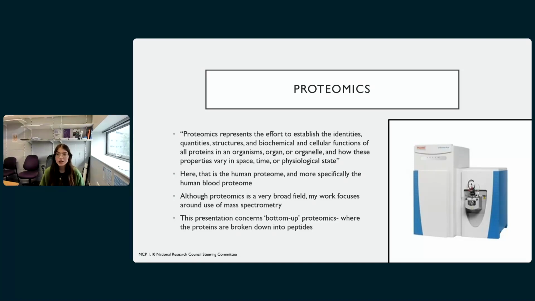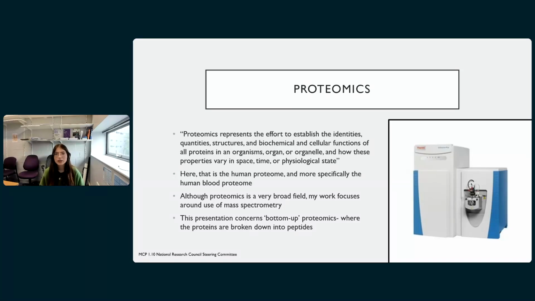A good definition is written on the screen: proteomics represents the effort to establish the identities, quantities, structures, and biochemical and cellular functions of all proteins in an organism, organ, or organelle, and how these properties vary in space, time, or physiological state. That is a bit of a mouthful, and it's basically just saying that proteomics is the study of all proteins present in a specific pathway, system, cell, organ, or organism, basically whatever you want to look at, and then that group of proteins is referred to as a proteome.